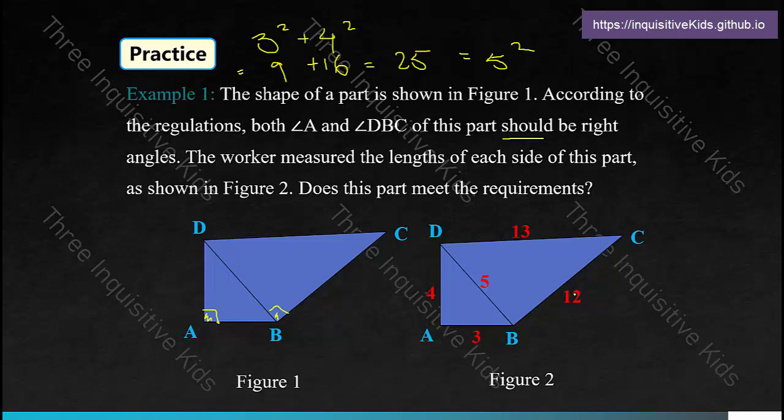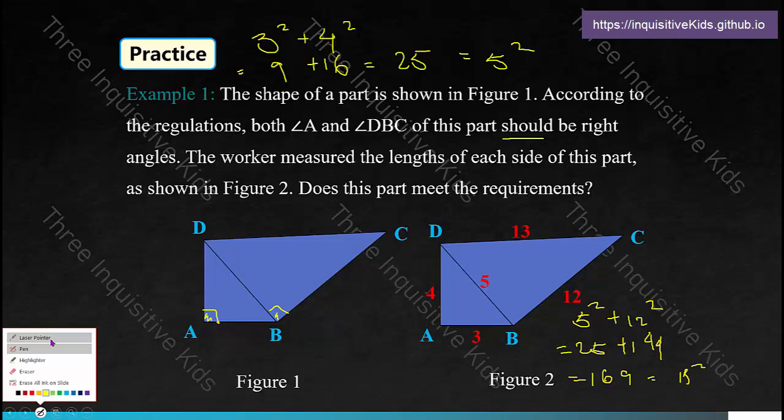Now let's do the next one. One leg is 5, another leg is 12, and the hypotenuse is 13. So 5 squared plus 12 squared is equal to 25 plus 144, and that is equal to 169. And 169 is equal to 13 squared. So it also means that angle DBC is a right angle.